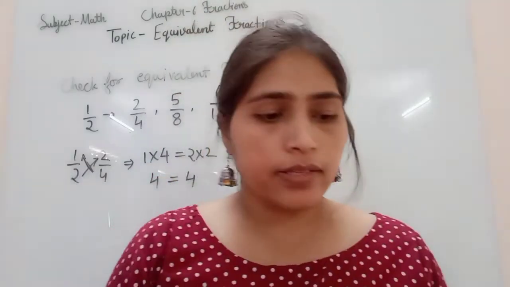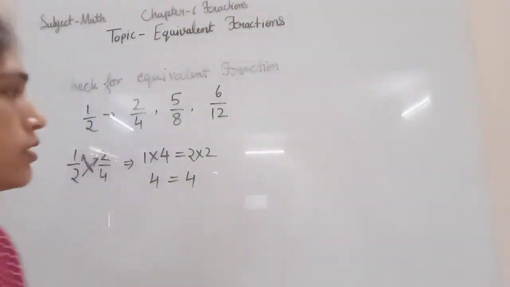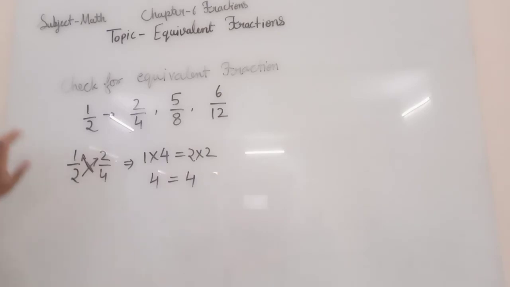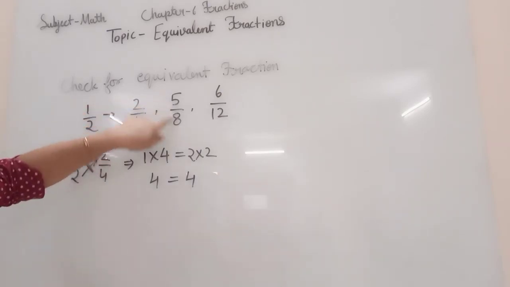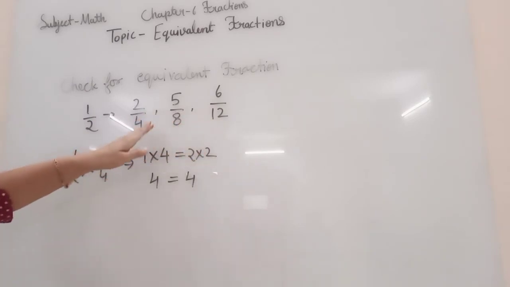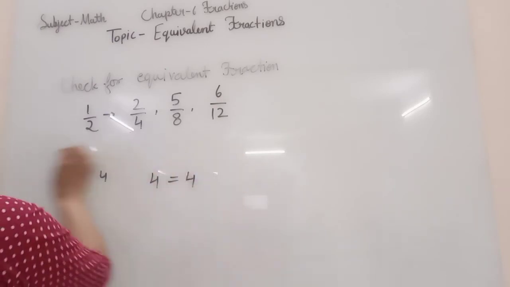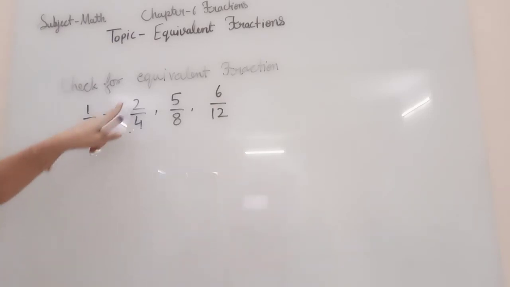So how will we check this? One nice method for this is not in your book, but still I am explaining it to you. We have to check whether 2 by 4, 5 by 8 and 6 by 12 are equivalent fractions of 1 by 2 or not. So first, I am checking for 2 by 4. Let me explain it. I am checking whether 2 by 4 is equivalent to 1 by 2 or not.